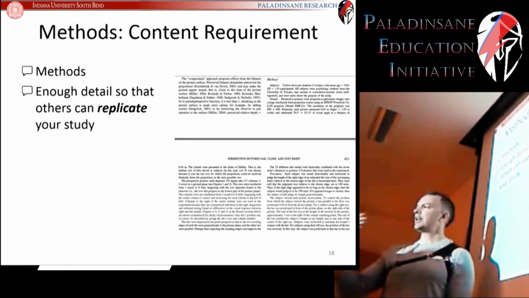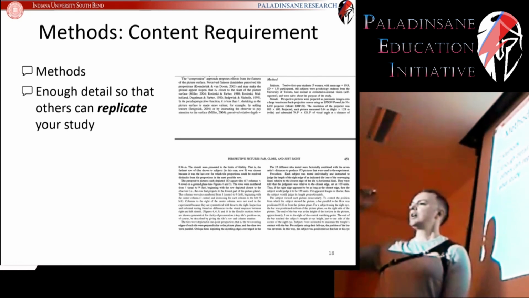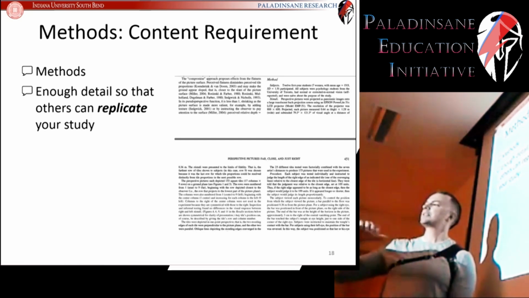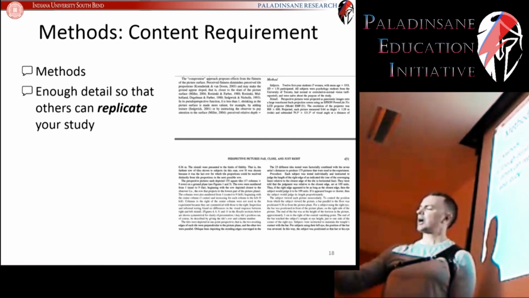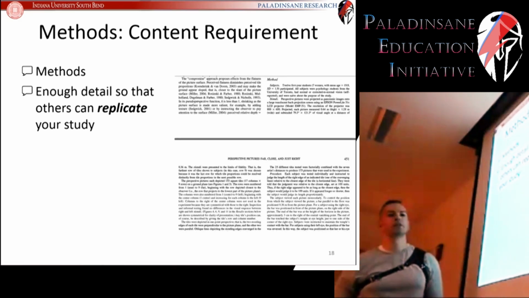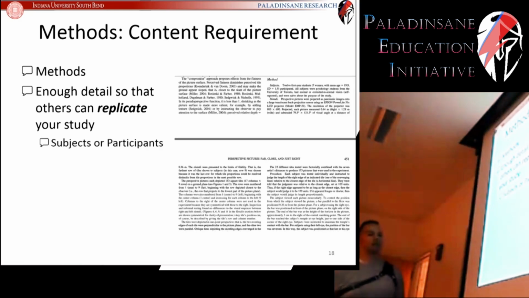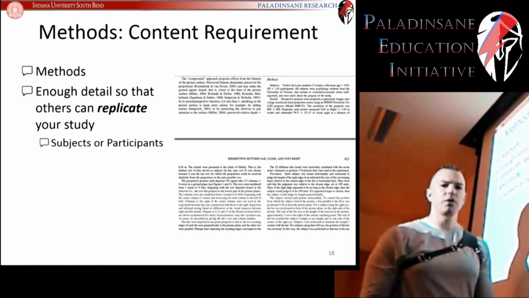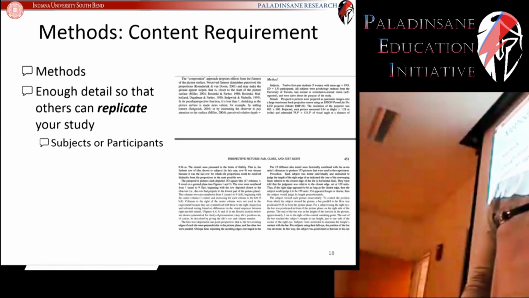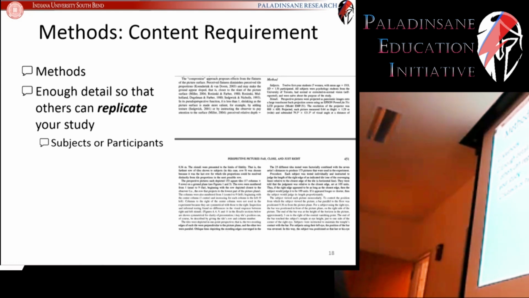You want to put in enough steps, details, and information so that somebody reading your experiment can say, oh, that's very interesting, I want to redo it. I have all the steps and all the ingredients that I need to. So what are the sections that you need for your method section? Well, the first one is your subjects.